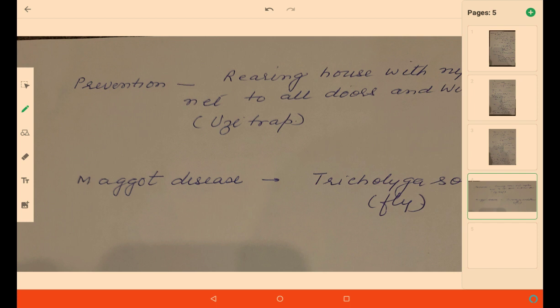Another disease is maggot disease caused by Tricholyga. It is also a fly. So these are the important diseases and pests which trouble the rearers and practitioners of sericulture. So these have to be avoided to get a good crop.